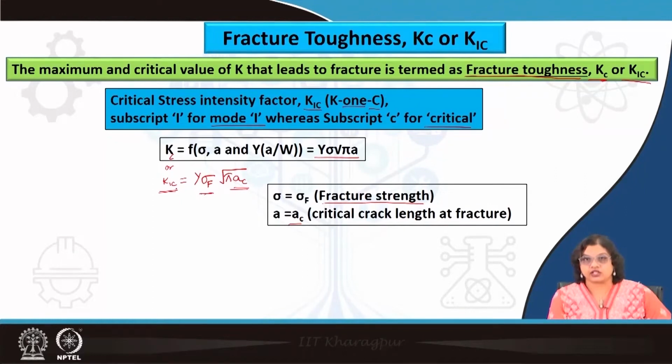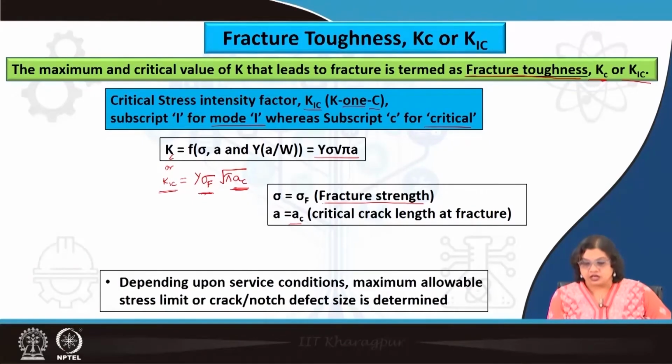Information about the fracture toughness is very important when we are thinking of using a material for a certain application. For example, if we know the fracture toughness of, let us say, a titanium alloy used for aerospace application, we should be able to figure out either the maximum fracture strength it can survive, or the critical crack length that can survive the service condition before there is any fracture. So this information is very helpful while designing something based on the material's properties. Depending upon the service condition, the maximum allowable stress limit or the defect size can be determined, and then we can predict whether fracture will occur or not.